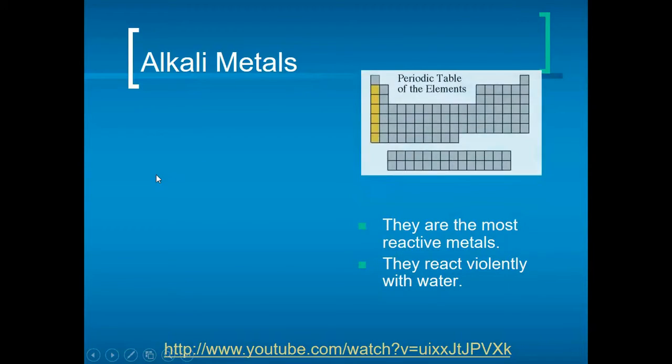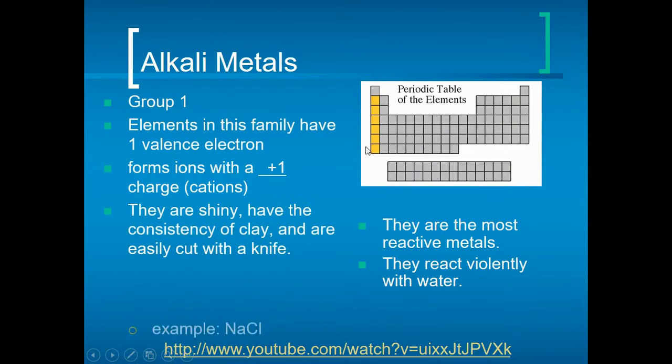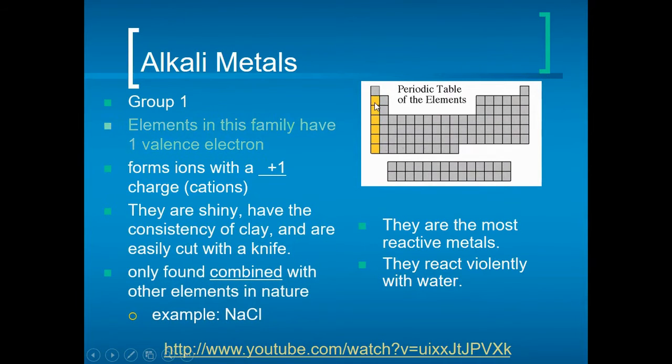Okay, next we have your alkali metals. Alkali metals are everything in group 1 except for hydrogen. So we're looking at things like lithium, sodium, potassium, and so on. They all have one valence electron. Remember, we labeled that. And they all have a charge of +1. We also labeled that on our periodic table. They are shiny. They have the consistency of clay, and they're easily cut with a knife.